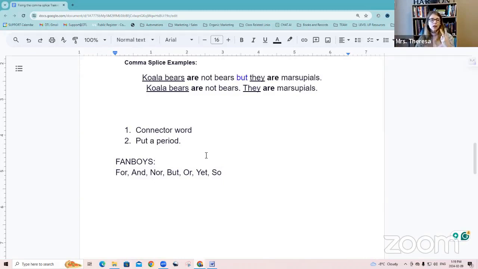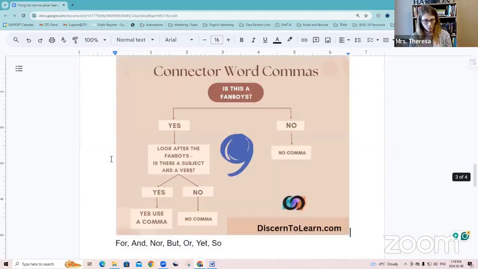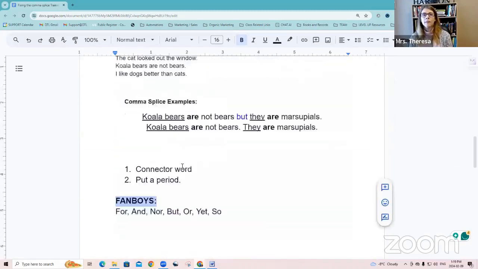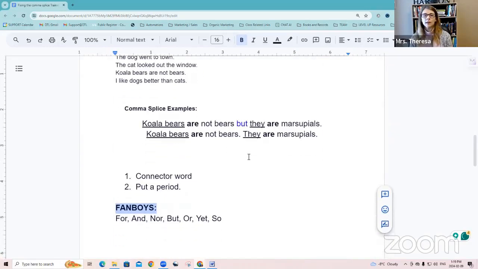So there's basically two rules, and then the however rule. The fanboys we memorize because it's so much easier to memorize 7 than it is to memorize, I don't know how many other connector words there are in the world, like 80, 100, 120 or something. There's a lot of them. So we memorize these 7. So we have the word but. Is but a fanboy? Yes.